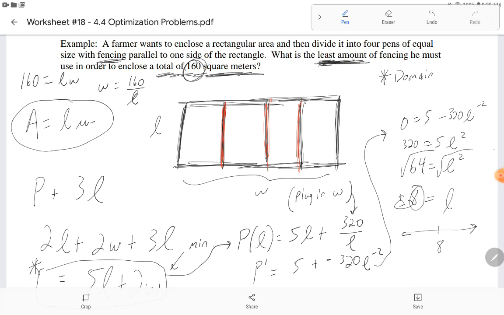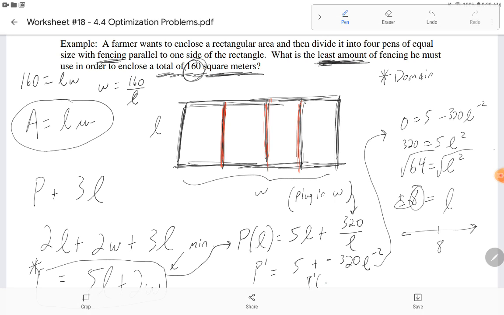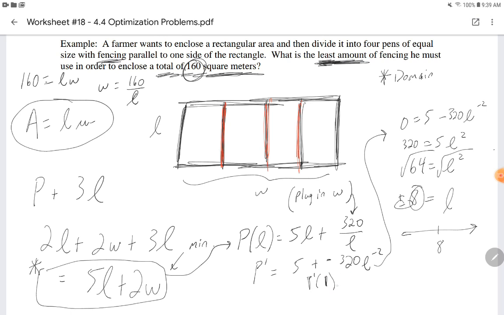So let's plug in a number to the left of 8. I don't know, like 3. Let's plug in 3. And do we get a negative value, right? If I plug in... well, I can't plug in 0, right? Because L is on the bottom. So let's just plug in 1 to make it easier. And you get 5 plus negative 320. Yeah, that is definitely negative.